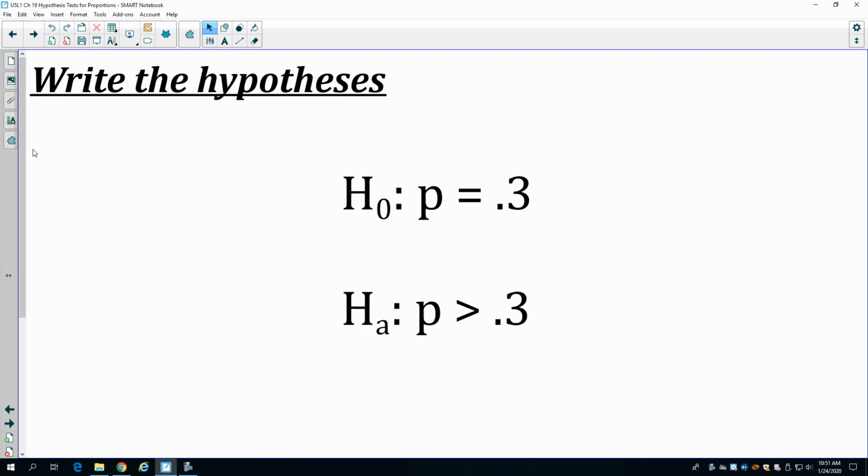Our null hypothesis, we presume that this man is going to be able to get the same percentage of wells that are less than 100 feet as they would with normal drilling, so P equals 0.3. And then, of course, he claims that he can do better, that his proportion is going to be greater than 0.3, and so that's our alternative hypothesis. And so now we're going to conduct a hypothesis test.